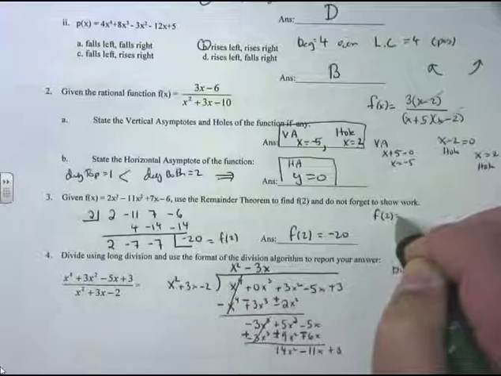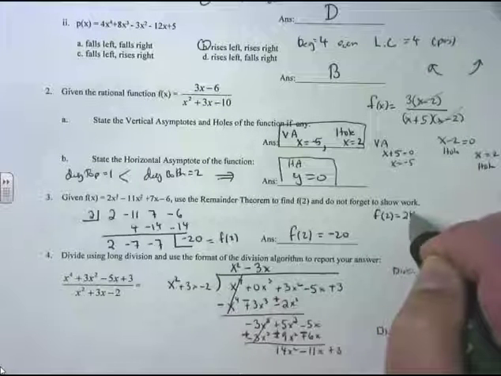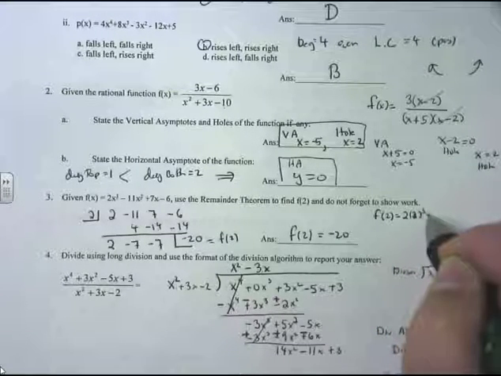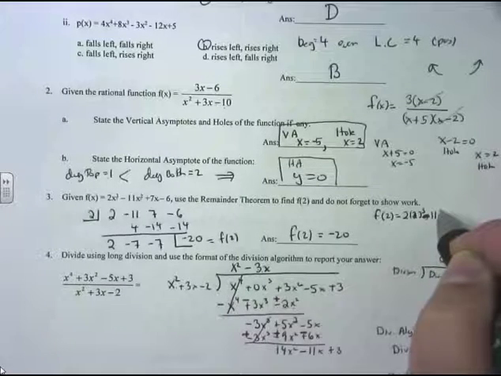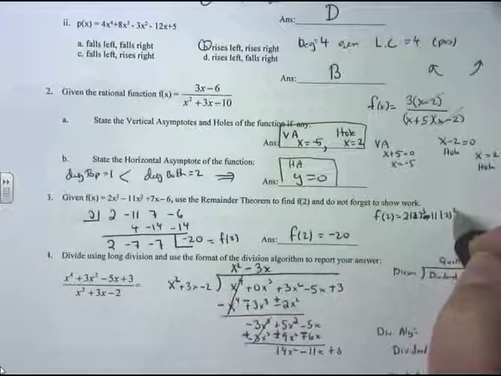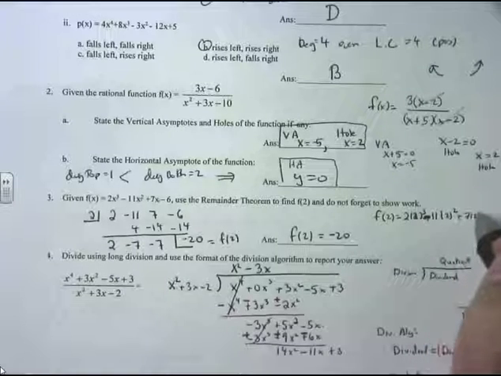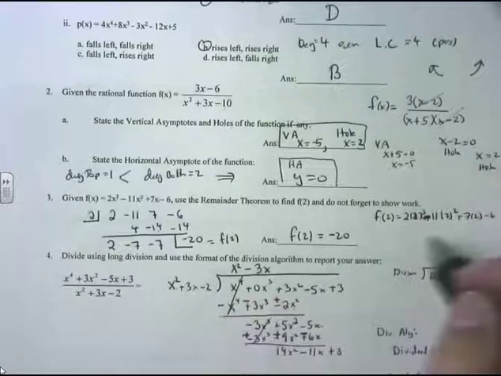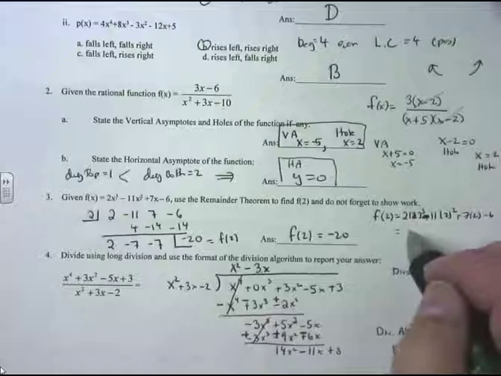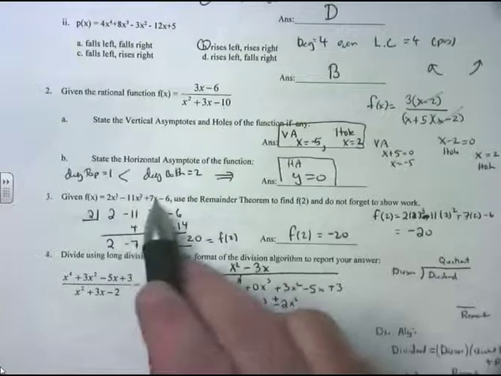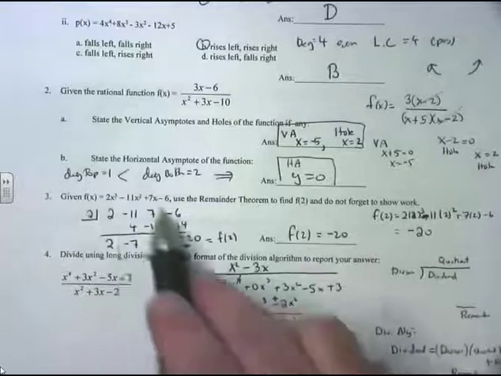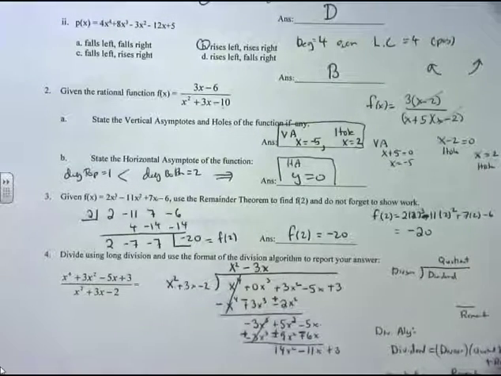F of 2 would have been 2 times 2 cubed minus 11 times 2 squared plus 7 times 2 minus 6. And plugging that on my calculator, I end up getting negative 20. So you can either plug the number into the function or use synthetic division and get your remainder, whatever becomes easiest for you.